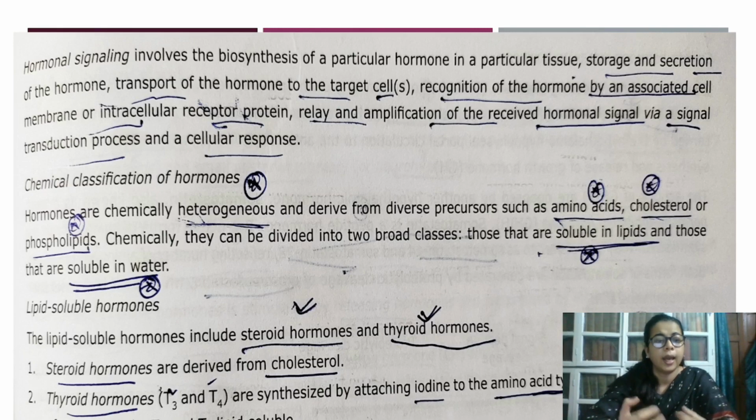They are divided based upon their composition into two types: one is soluble in lipid, the second is soluble in water. So based upon this composition, hormones are divided into two types: lipid soluble hormones and water soluble hormones. In exams it is asked which are the lipid soluble hormones and which are the water soluble hormones.